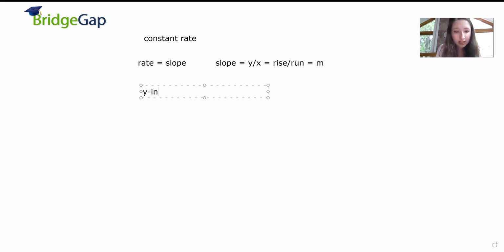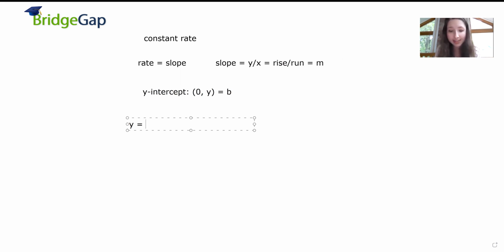And we also have the y-intercept, which is going to be a point 0, comma, some number y. And we call that y value b in our equation. Taking it all together, y, our point y, is going to be equal to x times the slope plus whatever that number, that y-intercept, is. And that is called our slope-intercept equation.